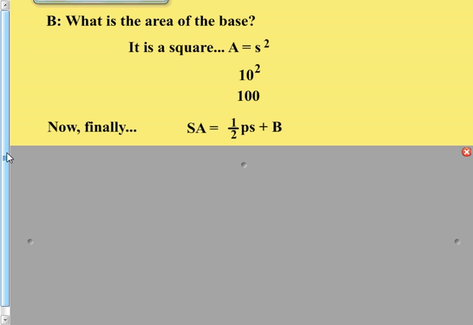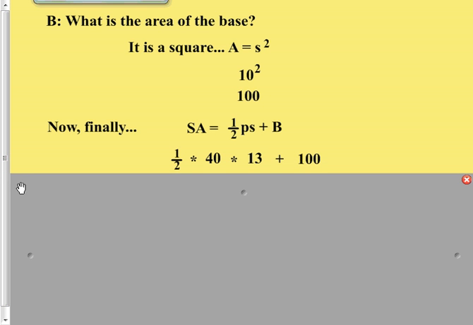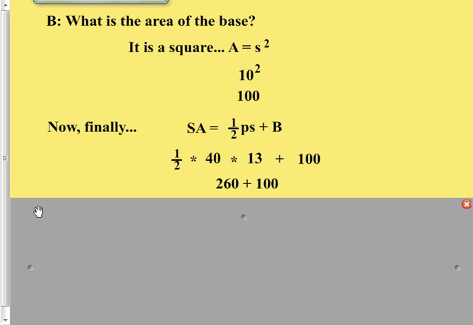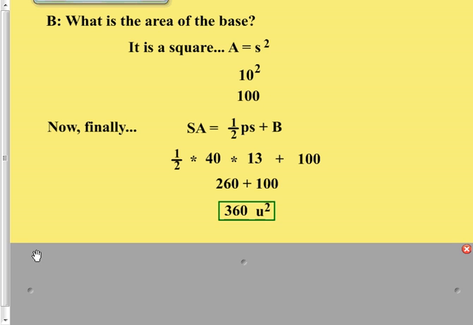Okay, we found a perimeter of 40, we found a slant height of 13, and now we found an area of the base at 100. Please remember your order of operations. You absolutely must do the multiplication before the addition, or else you will miss the problem. Okay, so we're going to combine the 1/2 and the 40 and the 13 to get 260 before we finally add 100 to that to get 360. There were no units of measure provided for us in the formula or in the problem, but whatever the units of measure were, they would have been squared. 360 square units.